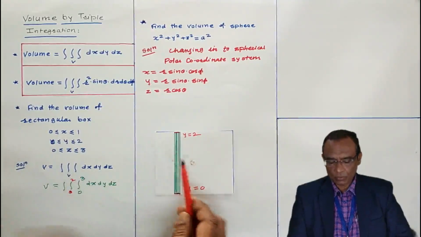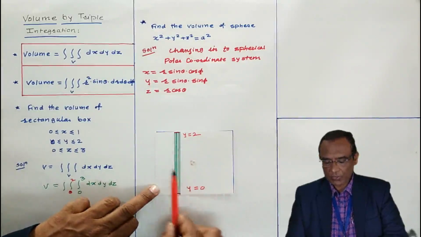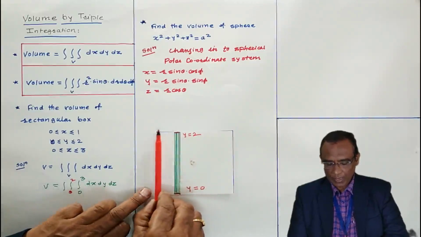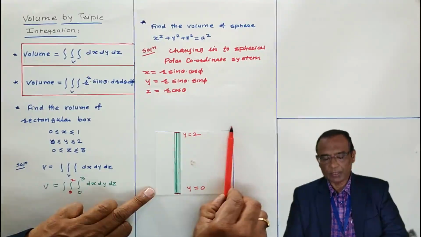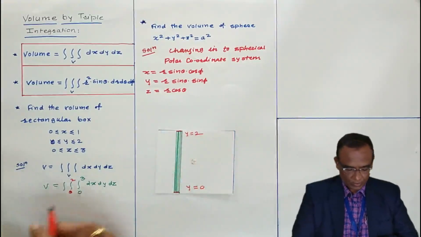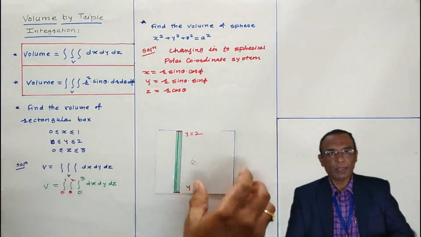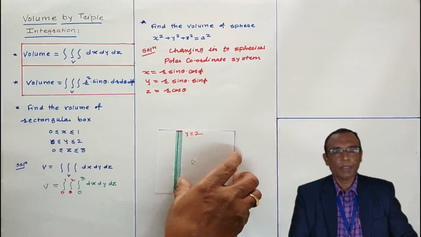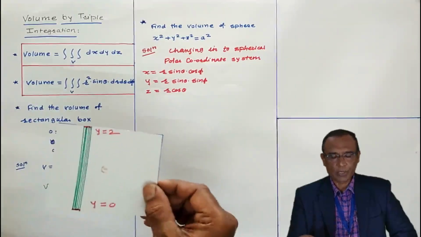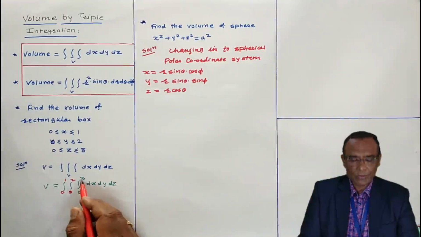This strip I have to move now. In order to cover this plate, in order to cover this region, this rectangular region, this strip I am going to move from extreme left to extreme right, where x varies from 0 to 1. Here I am writing x varies from 0 to 1. So in this way, we covered the entire volume of the rectangular box using this thin plate or thin section, you can say.